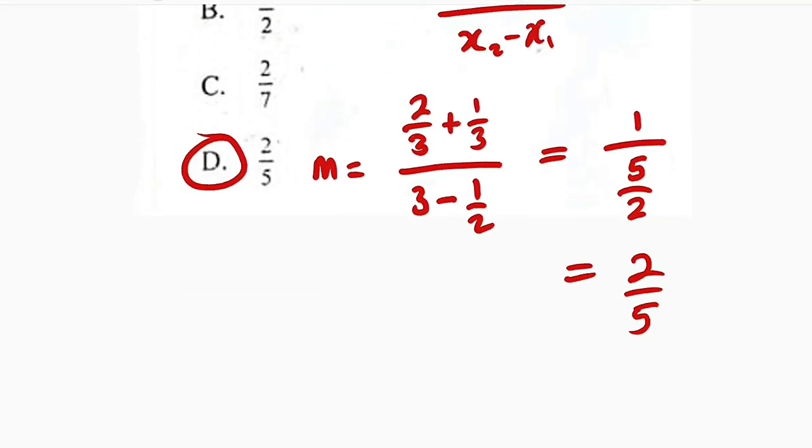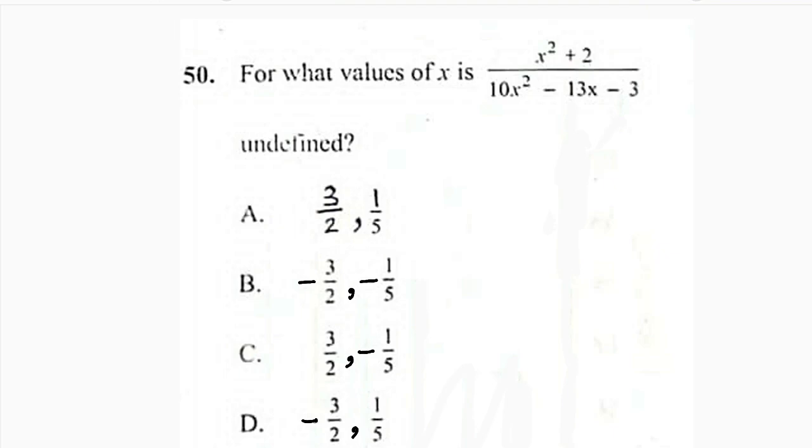Now, question 50, which is the last one. All right, here is question number 50. The question reads, for what values of x is the whole of this expression said to be undefined? You should know that a rational expression is only undefined if the denominator is equal to 0, and hence it is only when 10x squared minus 13x minus 3 is equal to 0. Hence, the expression will be undefined. So we want to find those values that will make it undefined.